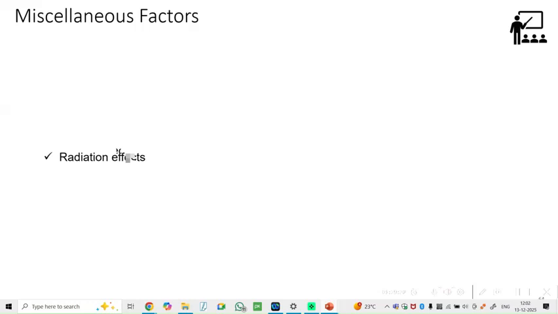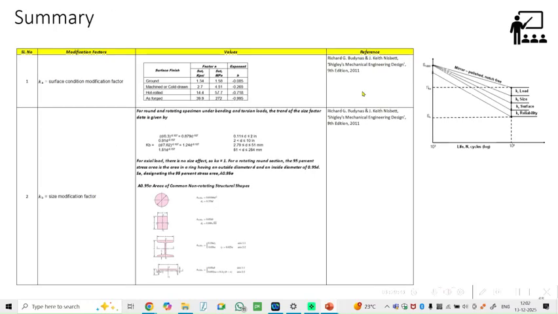These are the different factors we already discussed, and the reference source is available. I'll be sharing the PDF, but not today, not tomorrow. Later on, Sai can share it with you people.